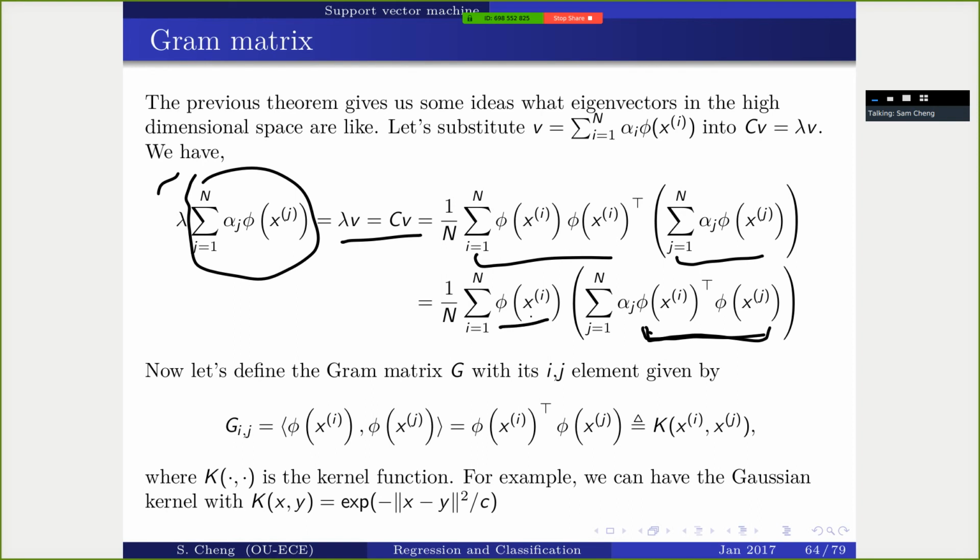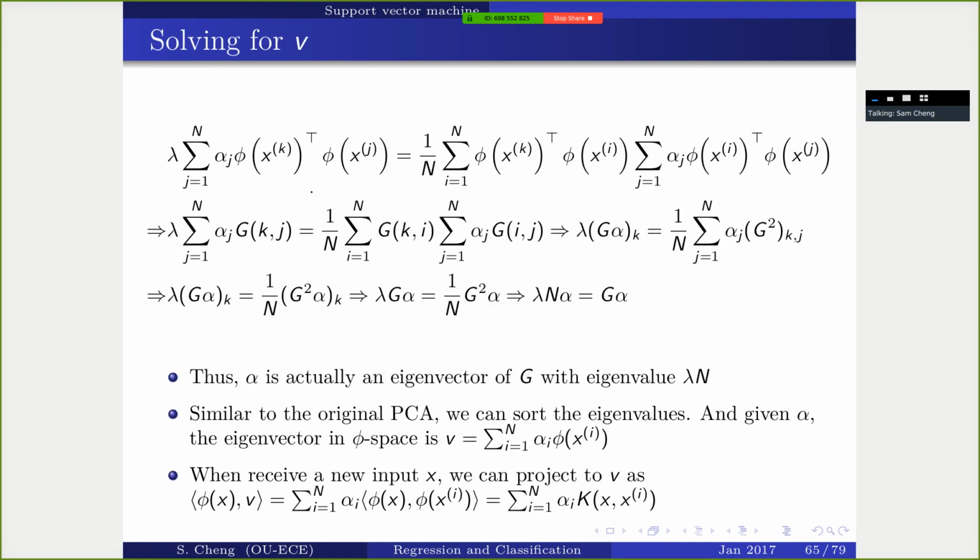But I still have this, and it's not good, because I don't know how to compute it. But I can try to do the same thing: I can multiply both sides by phi transpose. Then, similarly, we'll have some kind of kernel function that I should be able to compute. So if I do that, it's hard to see, so I have this guy here.